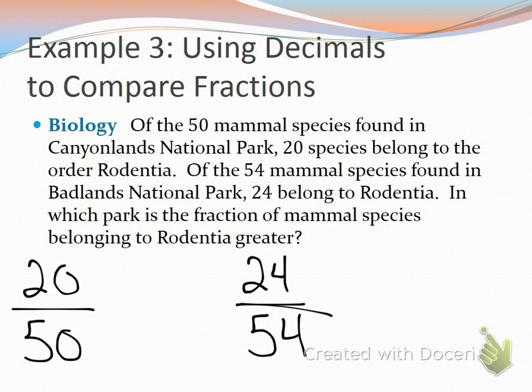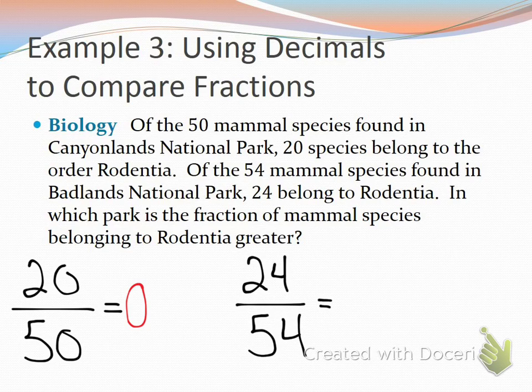I could try to find an LCD here, but my LCD is going to be just enormous. Those really aren't that appealing to me because they do require a little bit more work. I could just convert these to decimals. I don't have to reduce anything. All I have to do is convert both of those fractions to decimals. All right, so what did I get when I did 20 over 50?